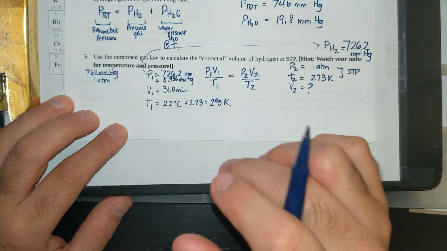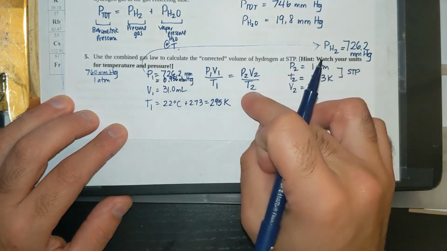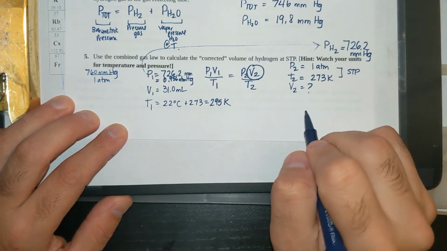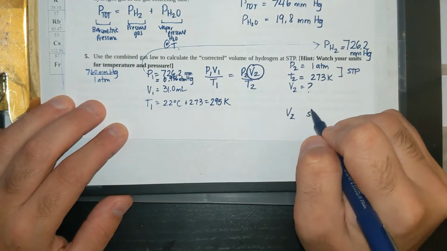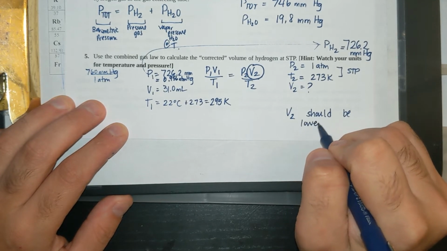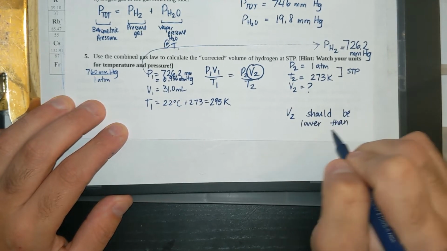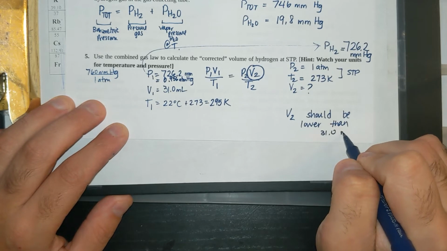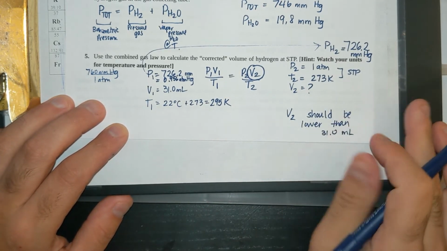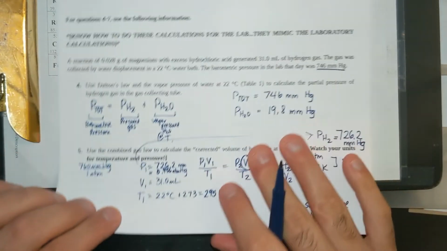I'm going to leave this here, but you are putting these values into here and solving for V2. To check your answer, your V2 should be lower than 31.0. I'm not going to give you the value. You're going to have to calculate that, but you should get lower than 31.0.